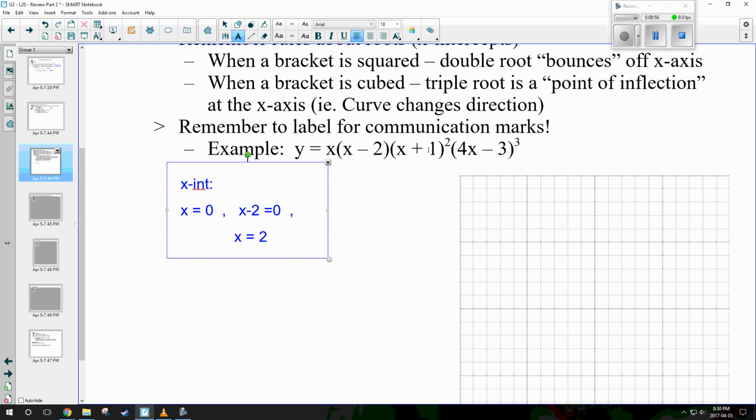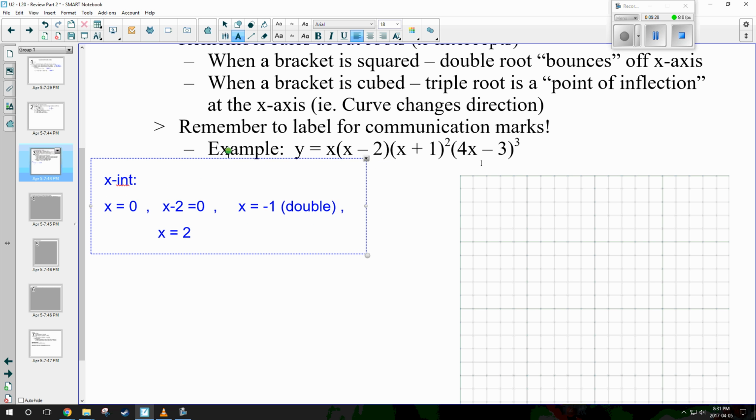Our next root comes from our next bracket, which is x plus 1. So we know that's going to equal a negative 1 when we pull it out of the bracket. And because there's a squared around that bracket, we know that's a double root. Don't forget to label your roots as doubles and triples so that on your graph, I know that you know that that's a double root. And two, if you aren't able to draw a triple root very well, then I know that you have it labeled here, so you knew it was in fact a triple root.